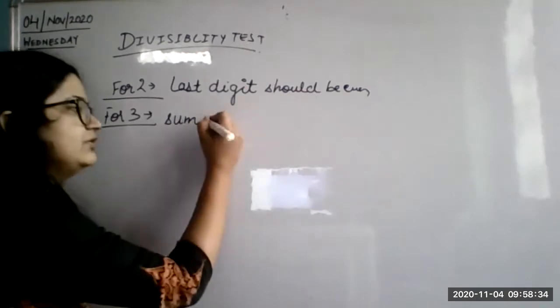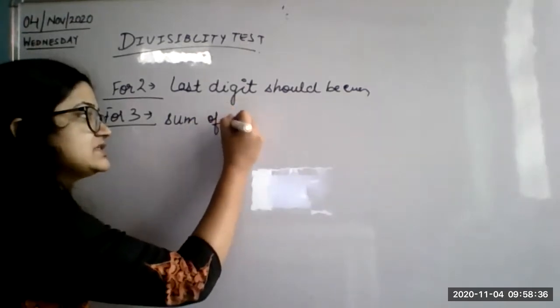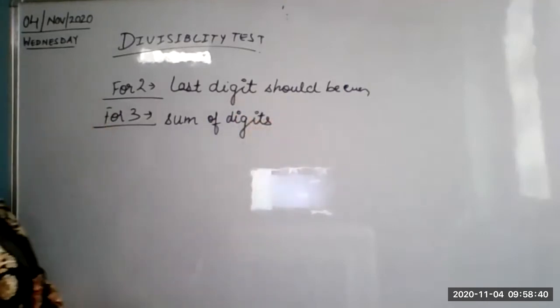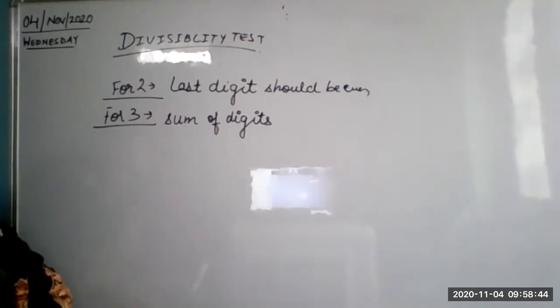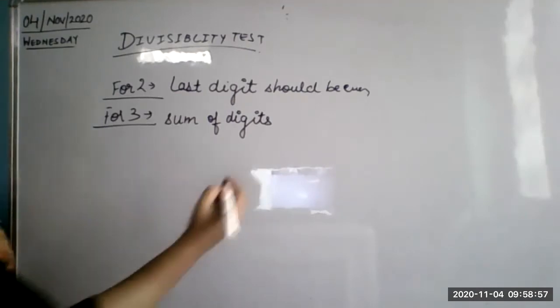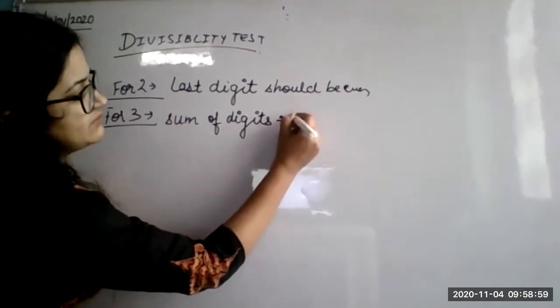Okay, for 3, what do you have to do? Sum of not numbers, sum of digits. Sum of digits, what do you have to check then? Ma'am, then we will see that the number is coming in the table of 3 or not. Yes. Sum of digits divisible by 3.